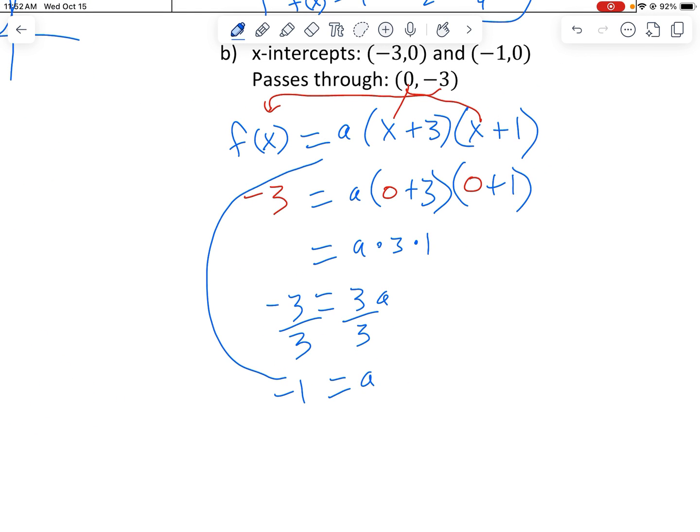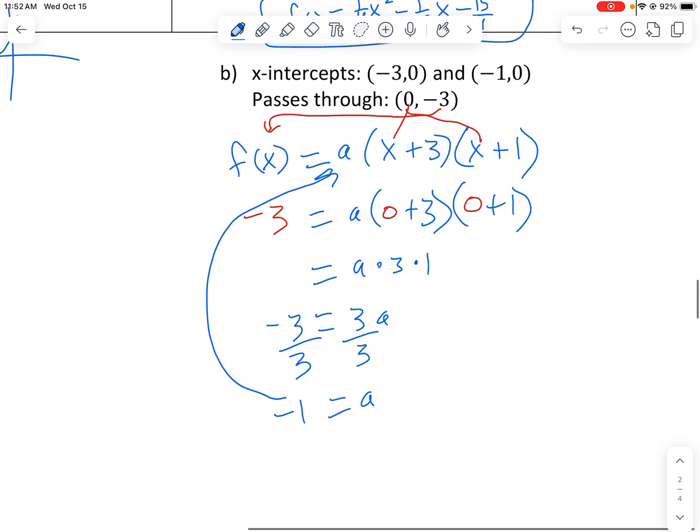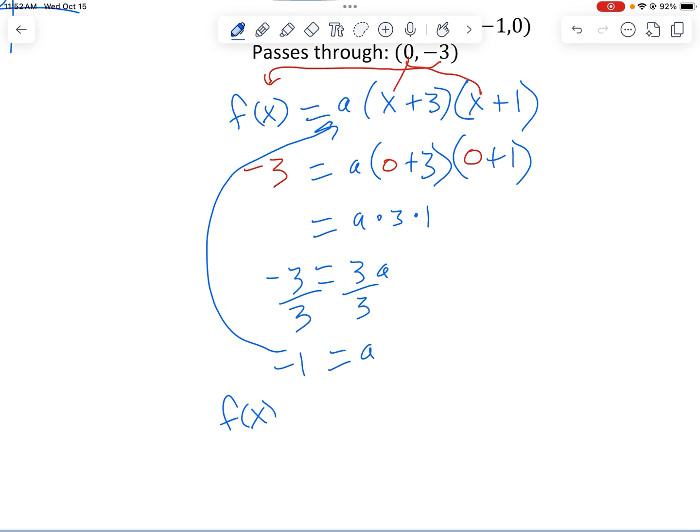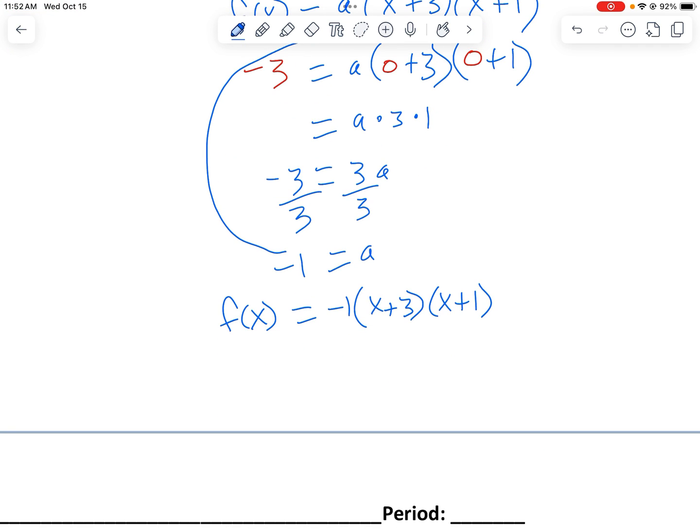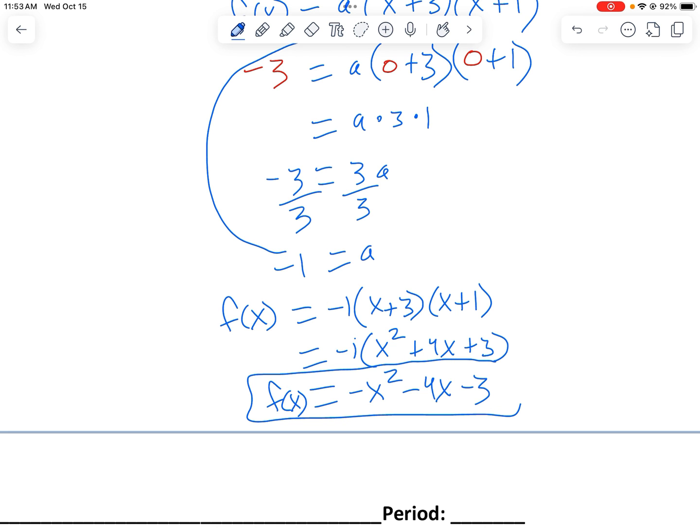So I got this negative 1, which I'm going to put here in my a location of my function. So I got f of x equals negative 1 times x plus 3, and then x plus 1. And now I just need to simplify this. So this is the factored form of the quadratic, but I want it in standard form. So I'm going to do negative 1 times x squared plus 4x plus 3. Remember, they add to be the middle one and multiply to be the last one. So it gives me my numbers. And now I can distribute my negative 1 through the quadratic there. We get negative x squared minus 4x minus 3 equals f of x. And that's my final result.